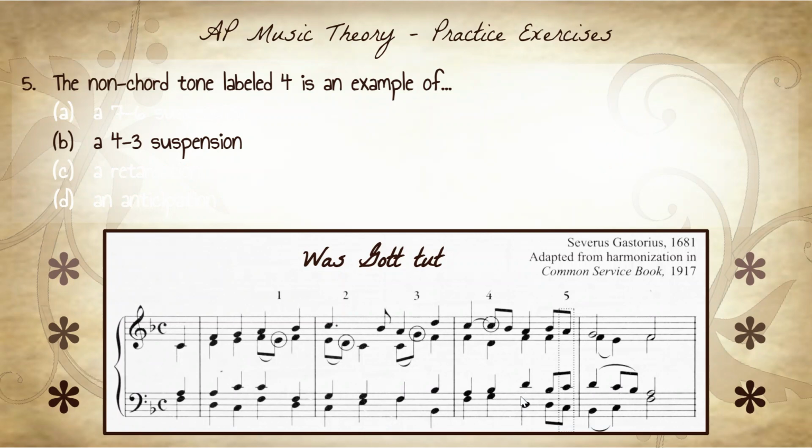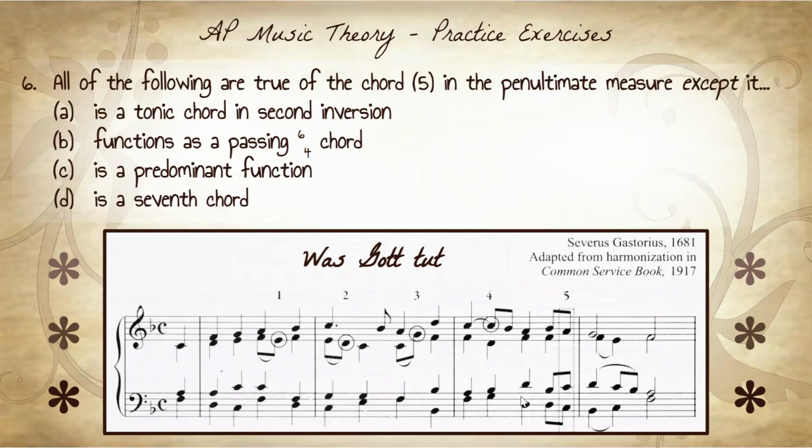The C is the fifth of the F, A, C preparation chord. It is held over into the next beat, G, B flat, D, where it is not a chord member. The interval from the note in the bass to the non-chord tone, G, C, is a fourth, resolving C down to B flat, a third above the bass. The interval above the bass is why it is labeled a 4-3 suspension.